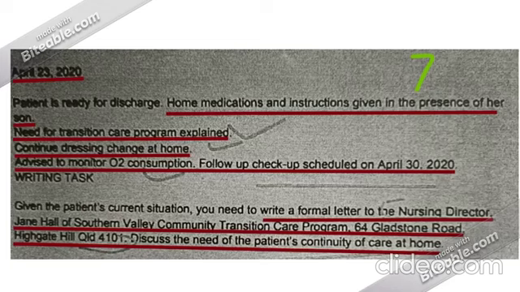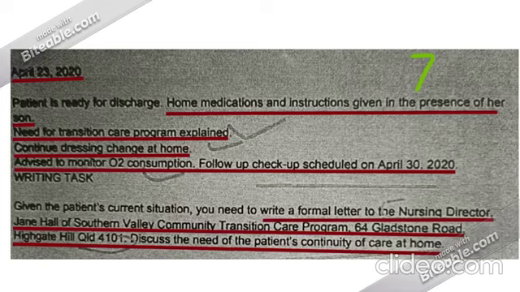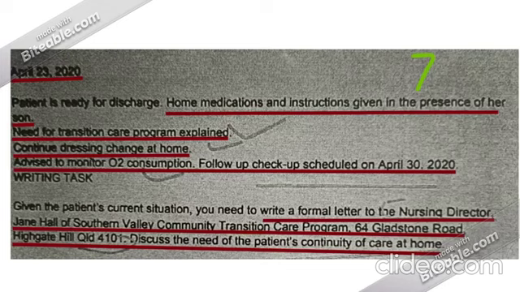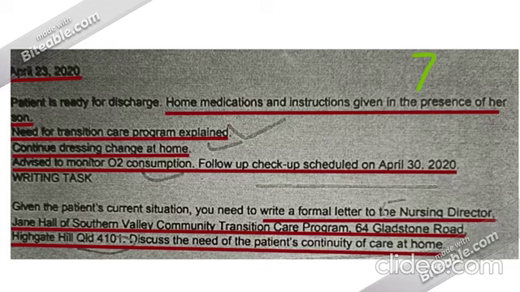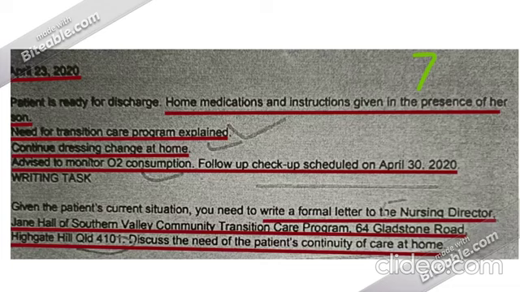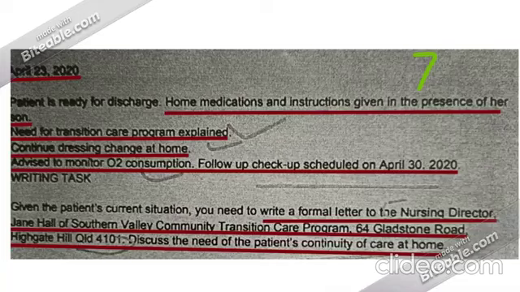Then the writing task, I will read it again. Given the patient's current situation, you need to write a formal letter to the nursing director, Jane Hall of Southern Valley Community Transition Care Program. That is given. Discuss the need for the patient's continuity of care at home. So these are all the content of our writing task. Let us see how this content can be put in a letter, how we can formulate a formal OET letter for this patient, Miss Loten.